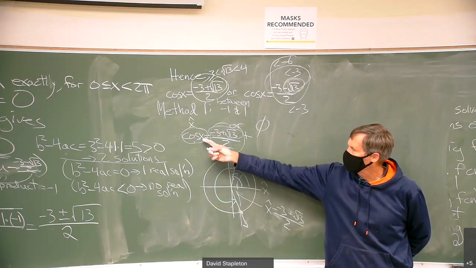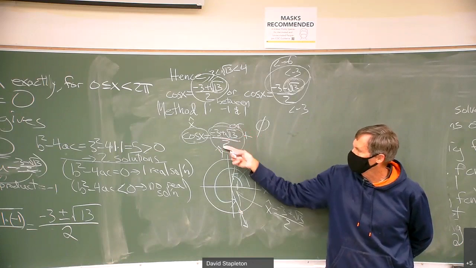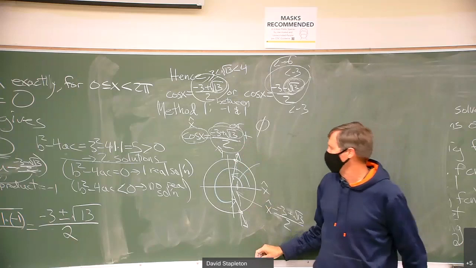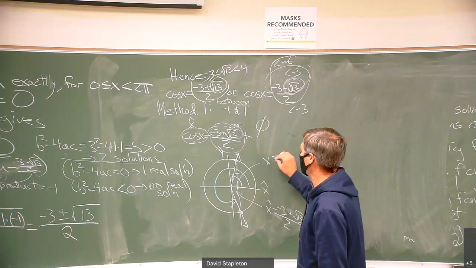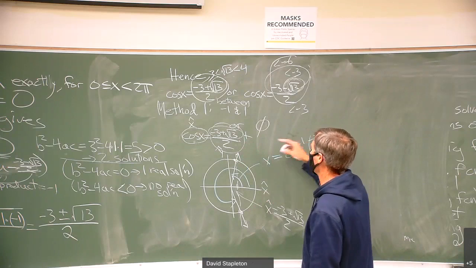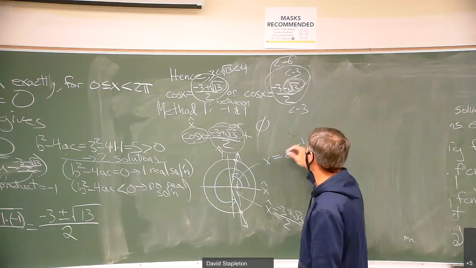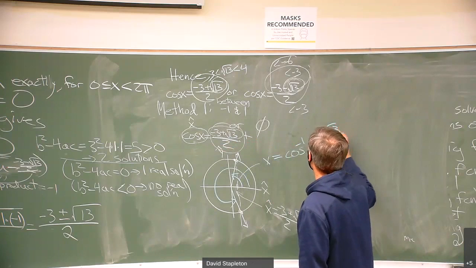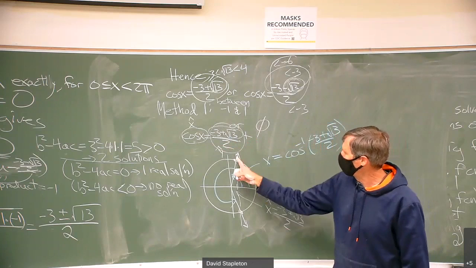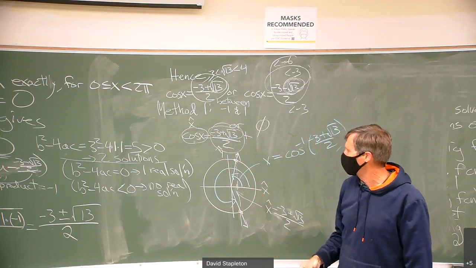This angle satisfies cosine x equals this number. Then we know one solution always to this is x equals the inverse cosine of this number, right? That's always one solution when this number is between plus and minus 1. So there's one solution. Which is it? Is it this one? Is it this one? Where is it?